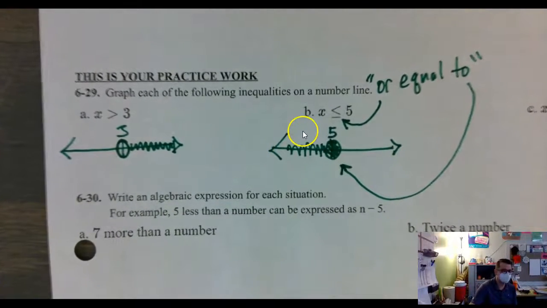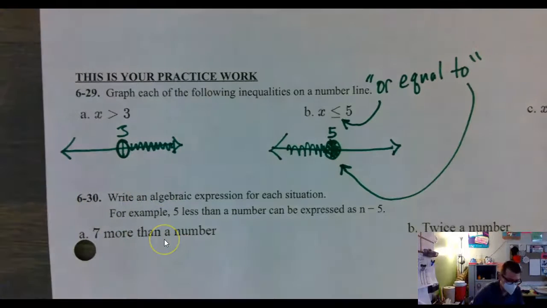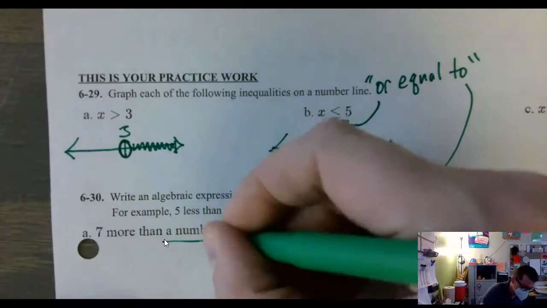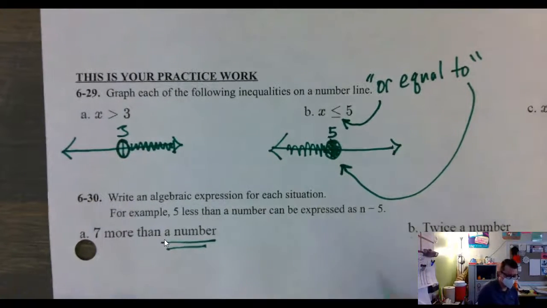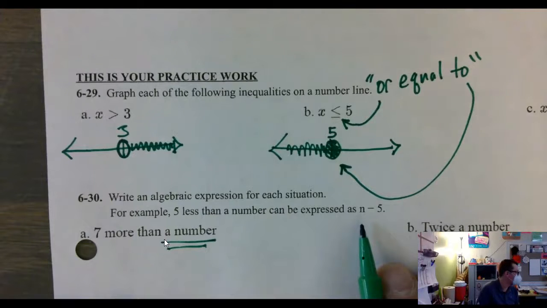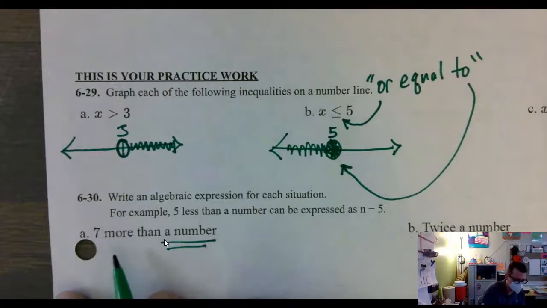C is yours to do on your own. We had some issues on a homework from last week about this. A number is not pick a number, it's use a variable. So how they use n here, we often use x. If you want to use the first letter of your first name, like M for me, right? 7 more than a number.